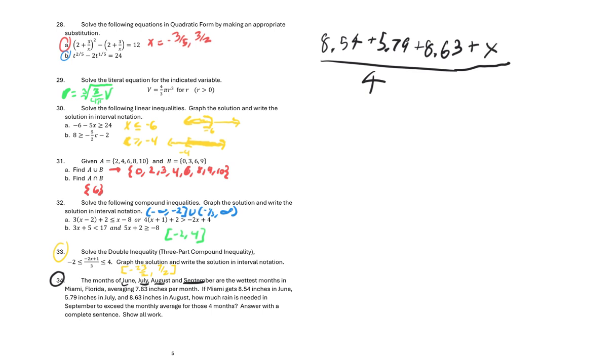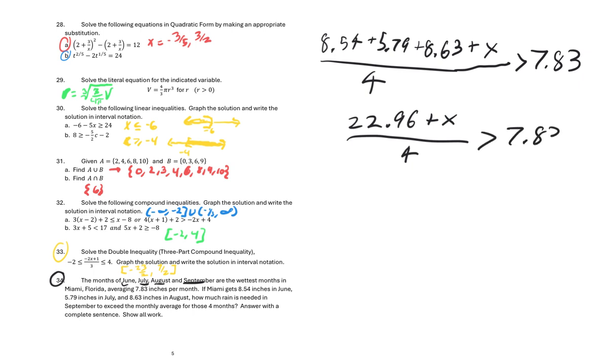x, right? And now we want to know how much we're going to need in September to exceed the monthly average for those 4 months. So we want to be greater than our monthly average of 7.83. So now we have this, and now we just want to solve it. First thing I'm going to do is simplify our numerator with that 8.54 plus 5.79 plus 8.63 to give us 22.96 plus x over 4 is going to be greater than our 7.83.